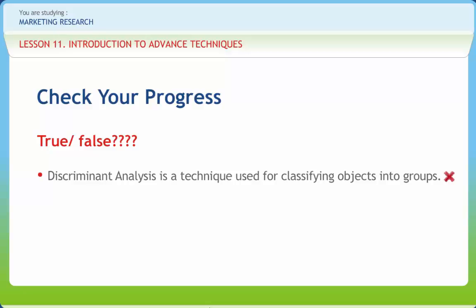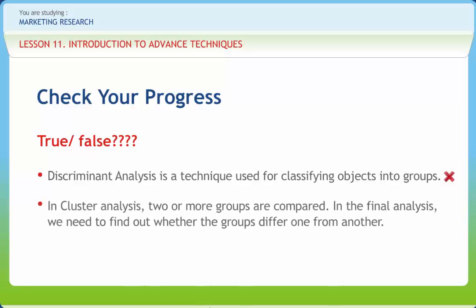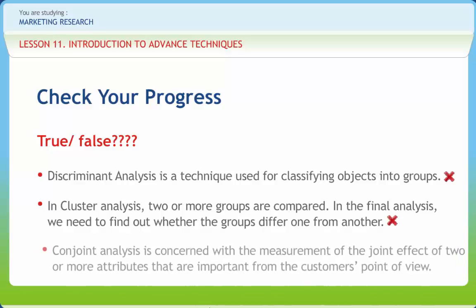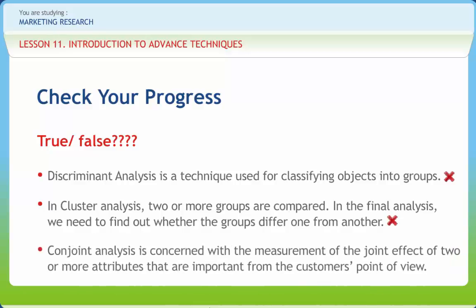False. In discriminant analysis, two or more groups are compared. In the final analysis, we need to find out whether the groups differ one from another. False. Conjoint analysis is concerned with the measurement of the joint effect of two or more attributes that are important from the customer's point of view.